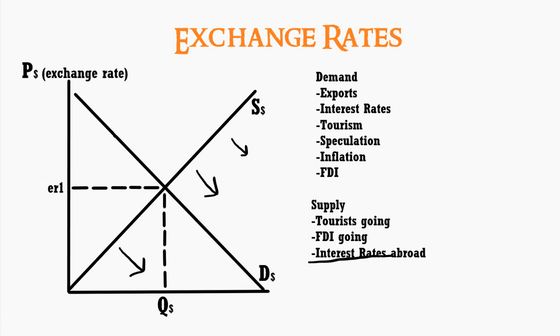So that's how some factors such as interest rates and tourism can be both a shifter of supply and demand, as it just depends if tourists are coming in or going, or if currency is being demanded or supplied, depending on which interest rate is higher and where people are taking their currency.